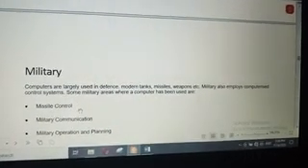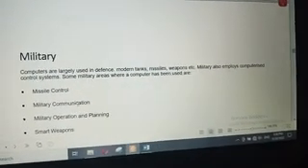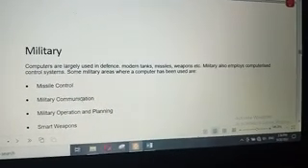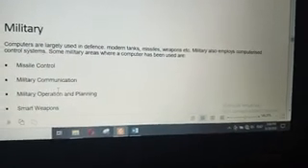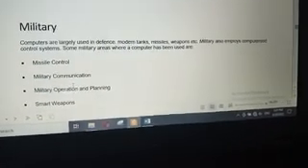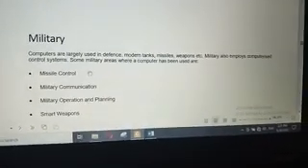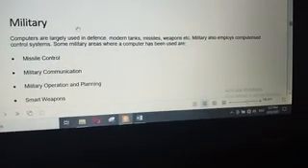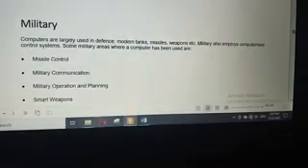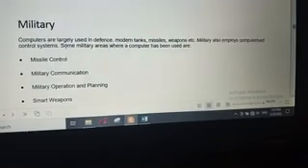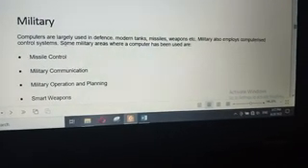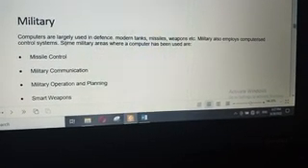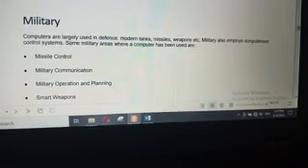Computer is also well used in the military. In a country you have the military to ensure the safety of the country. Apart from God, you need the military so that those who are not able to walk in the ways of God can be managed and disciplined by the orders of the government. So we are talking about the military here. Computers are largely used in defense, modern tanks, missile weapons, etc. Militaries employ computerized control systems.